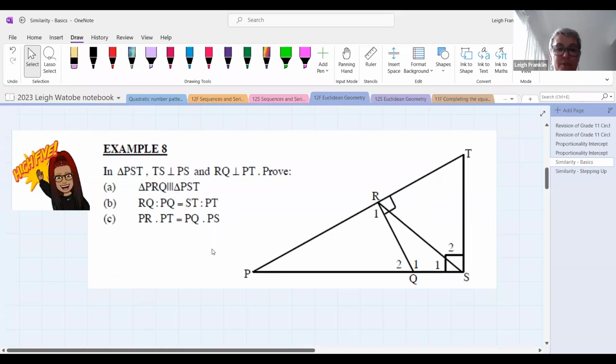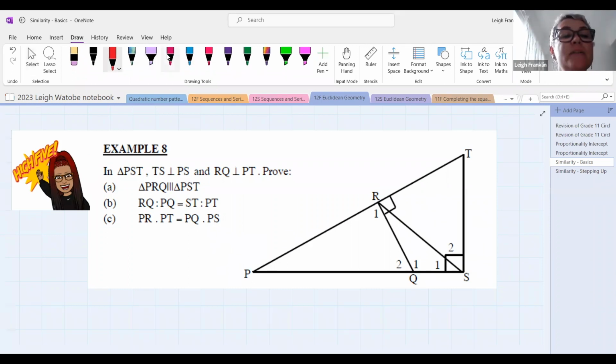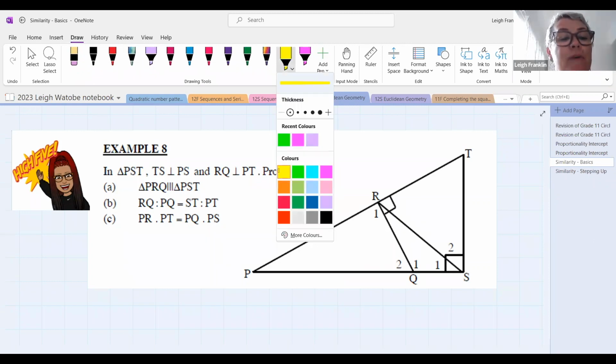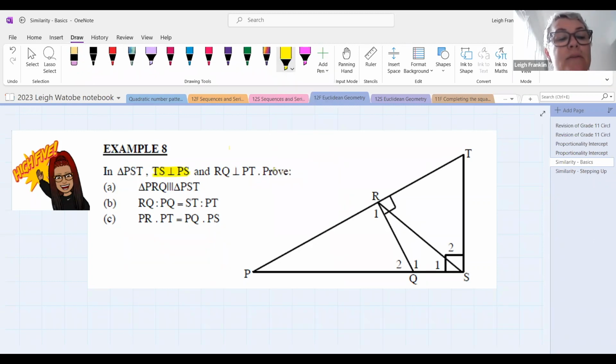Okay, so if we have a look at this, they've told us in triangle PST, so that's the big triangle, TS is perpendicular to PS. And RQ is perpendicular to PT. What does that mean? If they tell us that one line is perpendicular to another line, what does that actually mean for us? What are they telling us? They're telling us something about an angle. What are they trying to tell us?